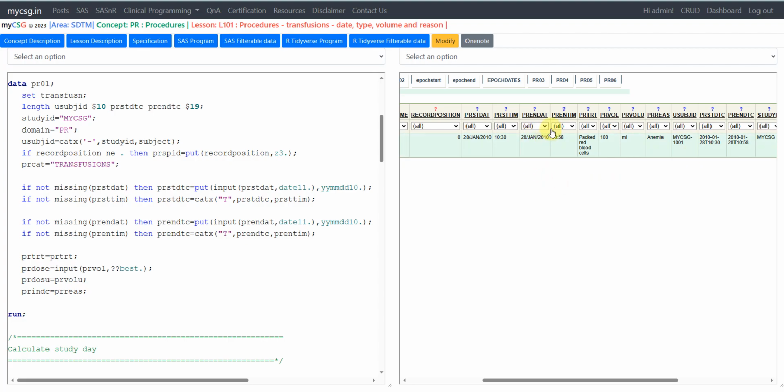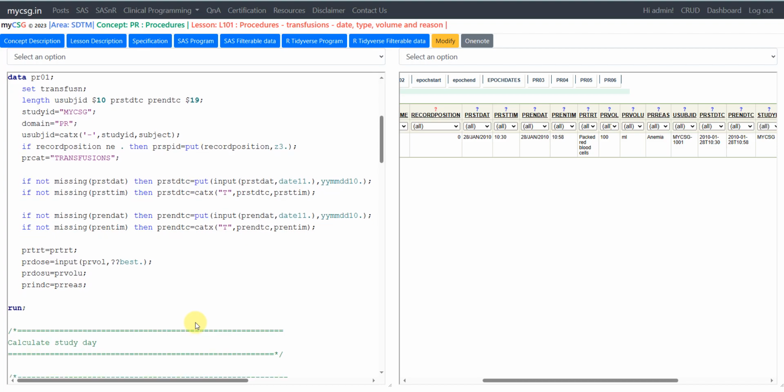And then let us examine the value in PRENDTC. It ended on the same day but at 10:58 a.m. in the morning. So we should have 2010-01-28 with a T in between and then 10:58. So let's see if that is the case. 2010-01-28 with T in between and 10:58. So we have combined the information from these two variables and created our PRENDTC.